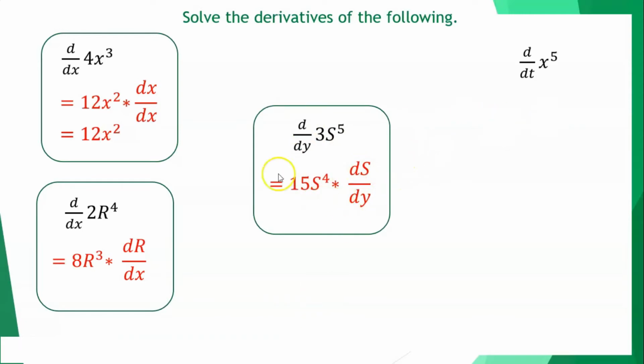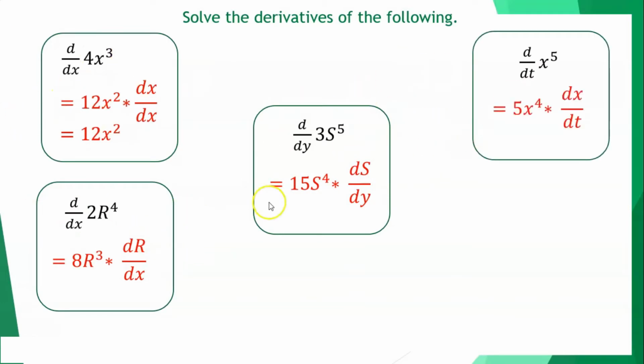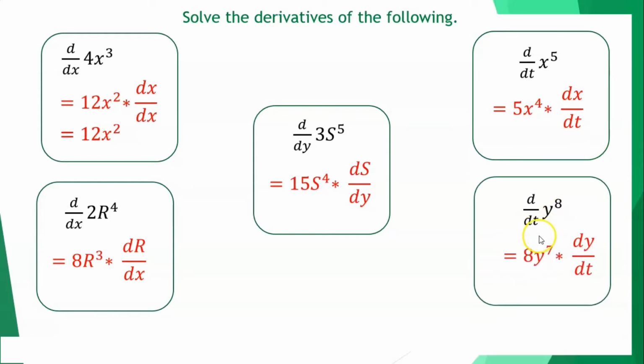Another, find the derivative of x to the power 5 with respect to t. The result here is 5x to the power 4 times dx/dt. Another, derivative of y to the power of 8 with respect to t. The answer here is 8y to the power of 7 times dy/dt.